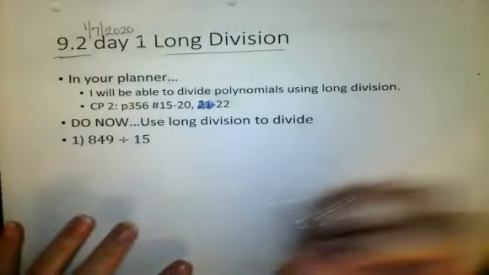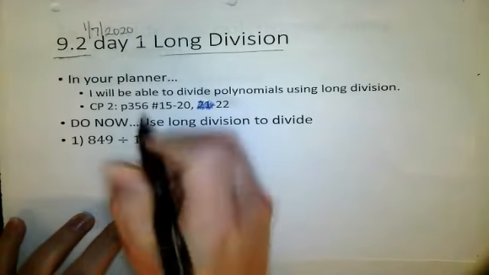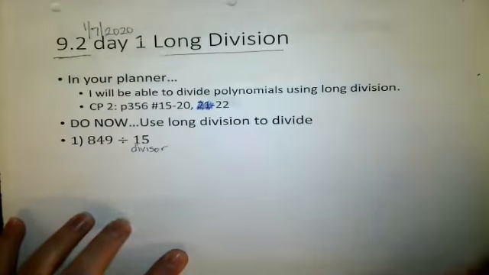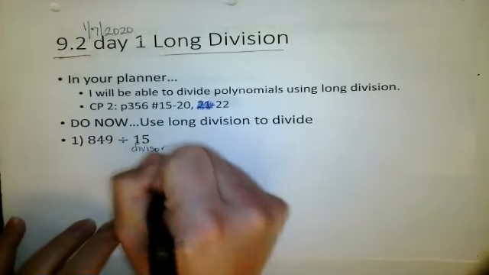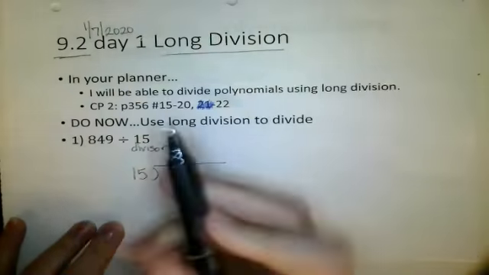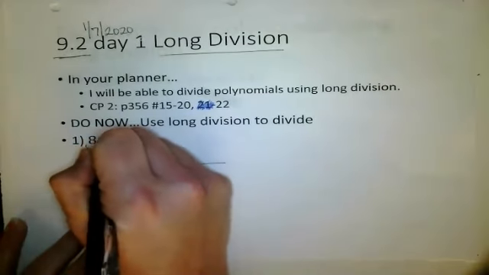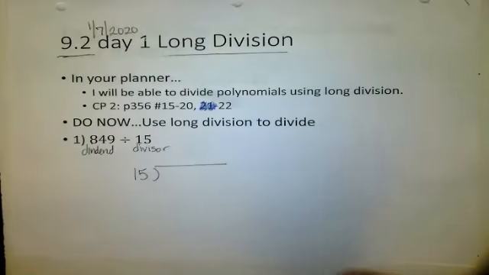We are dividing, going back to long division. We are dividing by 15. That is called the divisor, the thing that is doing the dividing. That goes on the outside usually. And then the thing that we're dividing into is called the dividend. Dividend, the thing that we are dividing into.